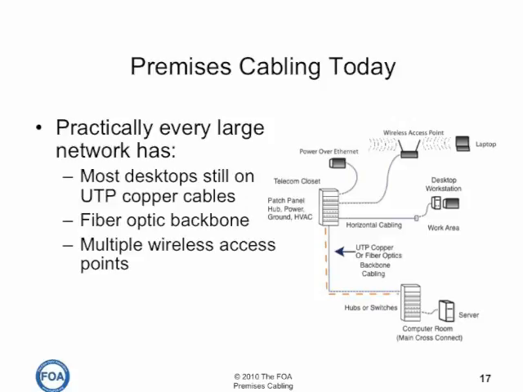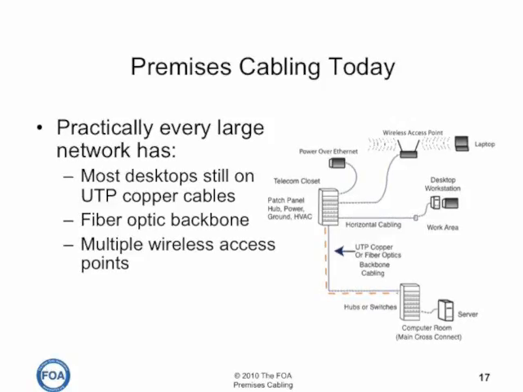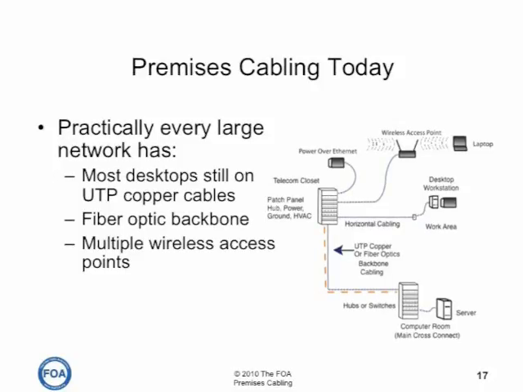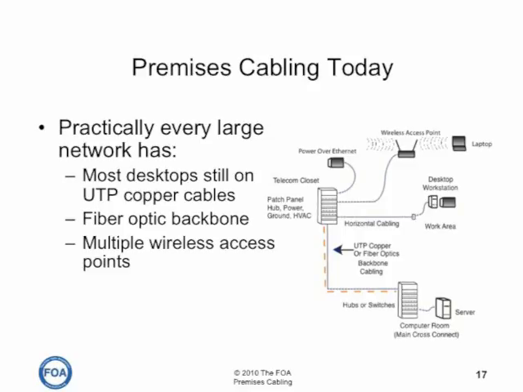Premises cabling today is really quite different. We still have a computer room, but we call it a data center, and we have a telecom closet, but we call it a telecom room. We have backbone cabling, and although it can be either copper or fiber, in large networks it will almost invariably be fiber for its higher bandwidth capacity.